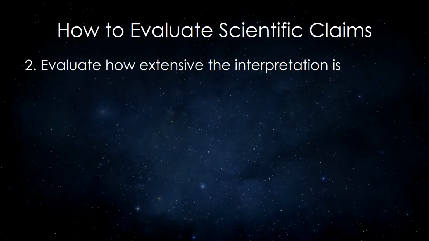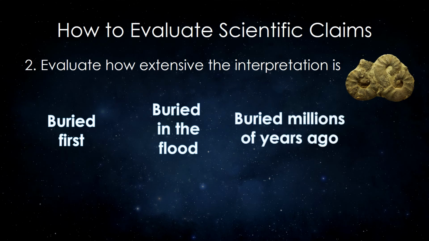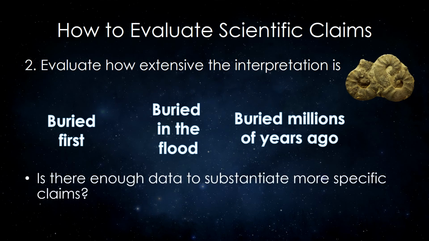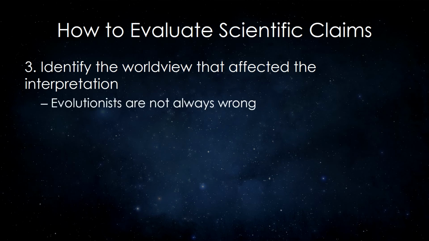Next, evaluate how extensive the interpretation is. Let's say the claim is about a certain fossil. Is the claim something simple, like this fossil was buried first, before the fossils in a higher layer? Or does it make a more extensive claim, like how the fossil was buried, or when it was buried? If it's more specific or extensive, is there enough other evidence to support it? Be aware of the worldview that probably affected the interpretation, but remember, evolutionists are not always wrong, and creationists are not always right.